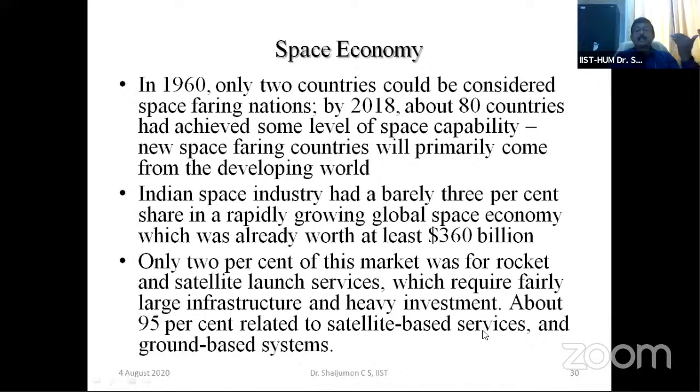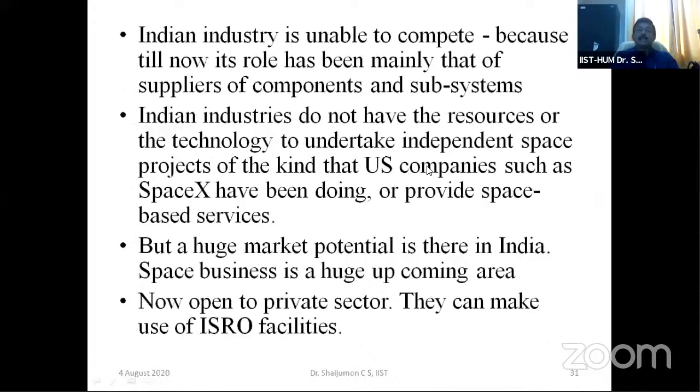Only 2% of this market is for rockets, and the remaining is about 75% for satellite-based services. So more economic activity is generated from the services provided from the data generated by satellites. You send satellites of different forms, like communication or remote sensing satellites, and you get a huge amount of data from that, which entrepreneurs can use for business. If you look, 95% of this $360 billion economy is generated from satellite-based services like communication, navigation, remote sensing, all kinds of services.